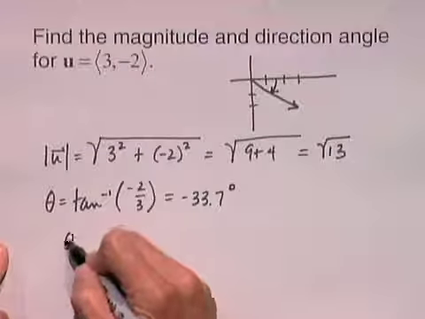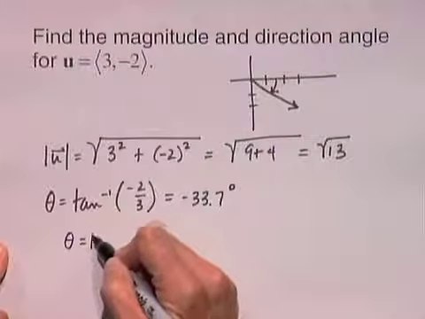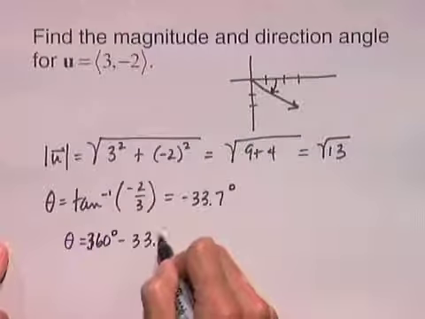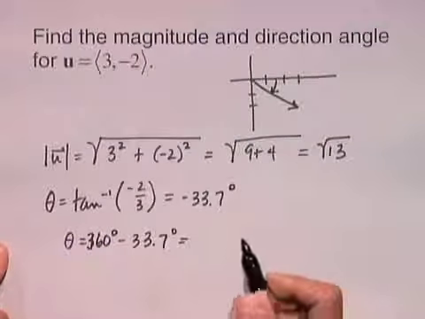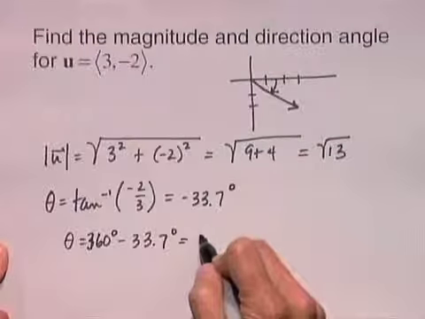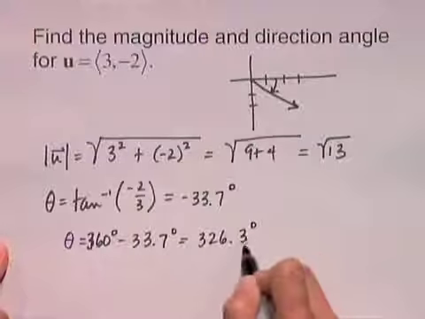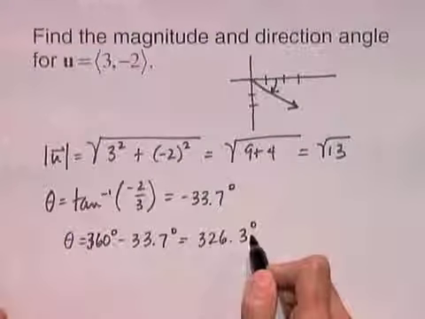So to find the actual direction angle, I'll take 360 and subtract 33.7 degrees. And if I do that subtraction, it comes out to 326.3 degrees, which is a direction angle for the vector. Well, it's possible to do all of that with the help of a calculator. Let's see some options that you might use.